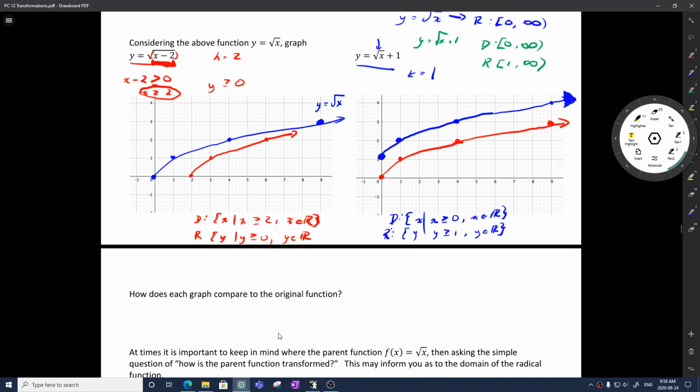If we're moving down the page, how is each graph compared to the original? I would just argue each graph is just a shift of the original. And I'm sure that we're going to get into reflections and stretches, but right now we're just doing a shift.